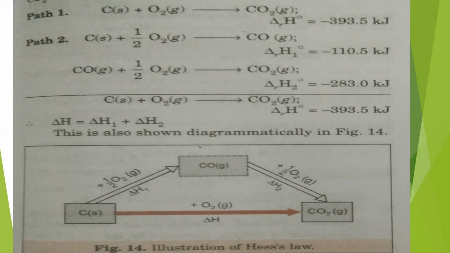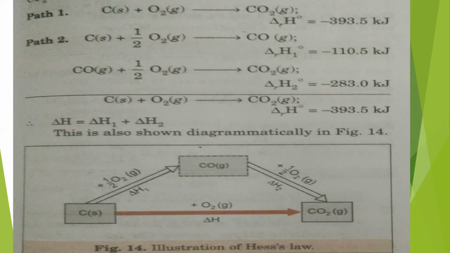We can see one example to prove this: the formation of carbon dioxide. Carbon plus oxygen react to produce carbon dioxide gas, and the reaction enthalpy, delta H R, in this case is minus 393.5 kilojoule. The minus sign indicates that the reaction is exothermic, meaning energy is released in this process. Now suppose we choose another path, path 2.